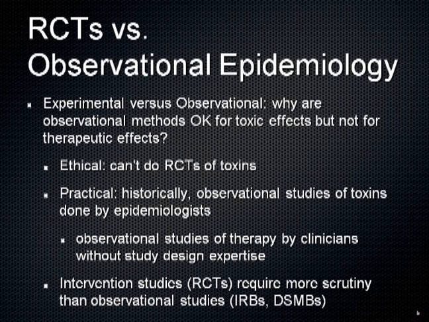Okay, RCTs versus observational epidemiology. Why are observational studies okay for toxic effects, but not for therapeutic studies? Duh. You can't do RCTs of toxins. Obviously, to get an ethics board to approve a study, the study has to have a reasonable chance of benefiting the patients. If your best chance in a study is to break even without toxicity, nobody's going to approve it. Practically, they have very different historical roots.